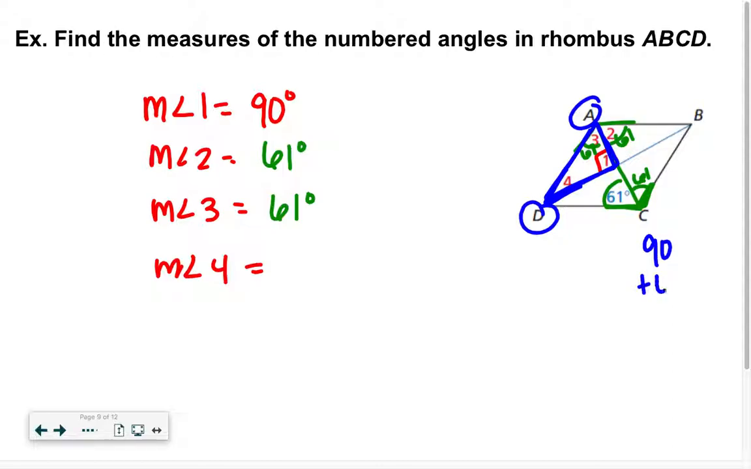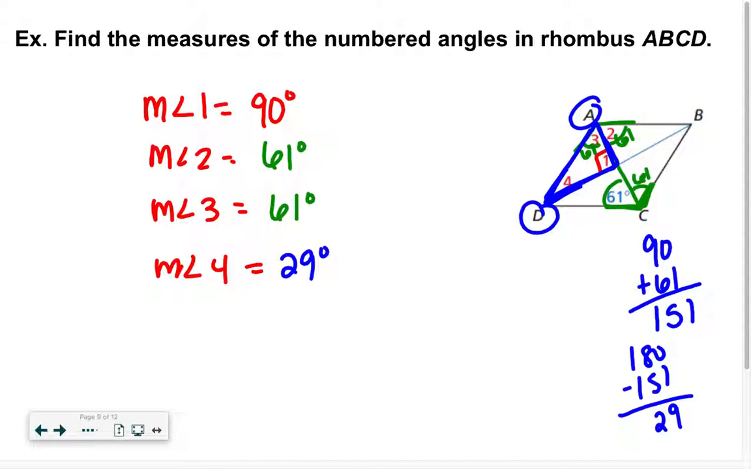So what is 90 plus 61? 151. Take that away from 180 because it's a triangle, and what do we get? 29. Now, did anybody perhaps do this kind of in their head a different way and still get 29? Because there's another way to do it. Nobody? Okay, then I'm not going to confuse you.